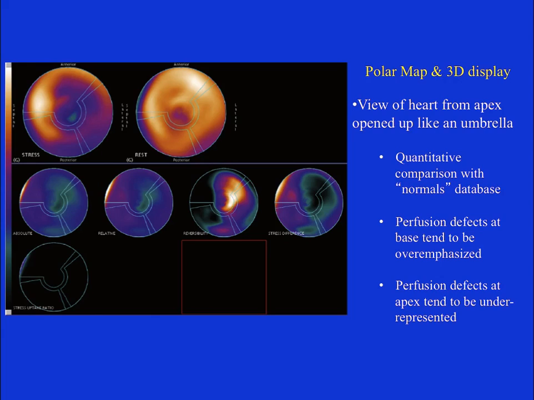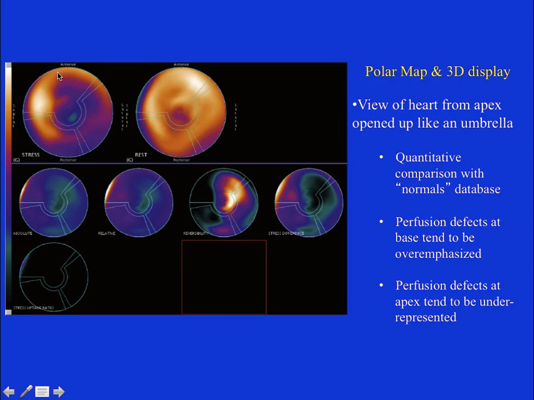Now we come to the polar map and the 3D display. These are a different kind of representation of an MPI image. In the polar map, the left ventricle is opened up like an umbrella, so that the apex lies at the center and the base at the periphery. What happens when we open an umbrella? When we open an umbrella, the tip lies at the center and the base of the umbrella lies at the periphery. Similarly, when the left ventricle is opened up like an umbrella, the apex lies at the center and the base at the periphery. So this left part is the septum, the upper part is the anterior wall, right part is the lateral wall, and the lower part is the inferior wall.